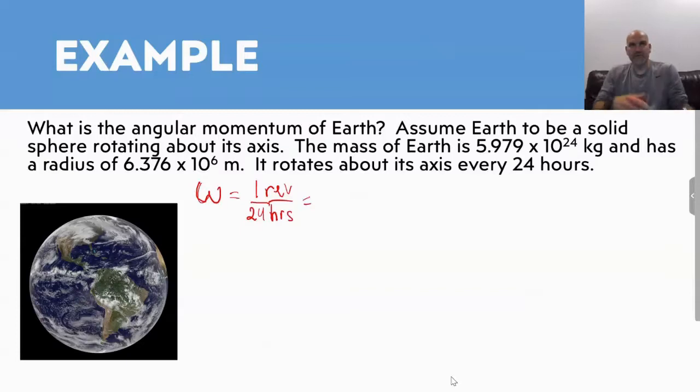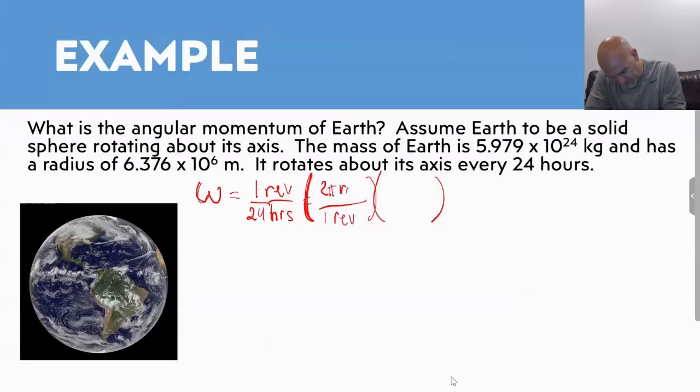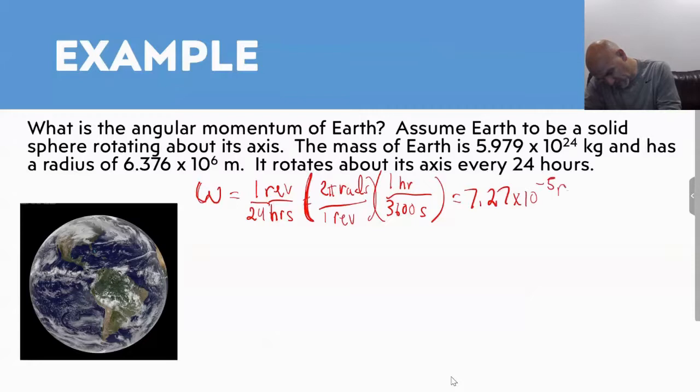But that would give us revolutions per hour. We want radians per second. So I'm going to do our conversion, right? So 1 revolution is 2 pi rads, right? 1 hour is 3,600 seconds. 60 minutes, 60 seconds gives us 3,600. And so our angular velocity or angular speed of Earth is going to be 7.27 times 10 to the negative 5th radians per second.